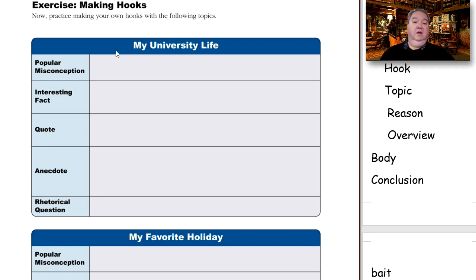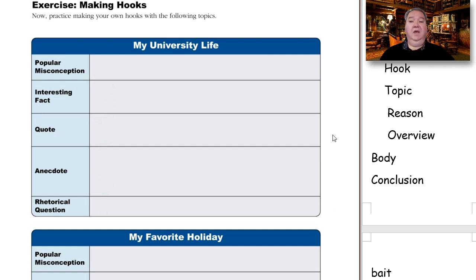Would you talk about a popular misconception? Or maybe an interesting fact about university life? Maybe a quote? Or an anecdote, a story? It could be a true story, it could be a funny story. It doesn't even have to be a true story. Or a rhetorical question. So I'd like you to write one hook, at least one hook, about university life, okay, using one of these methods, all right?